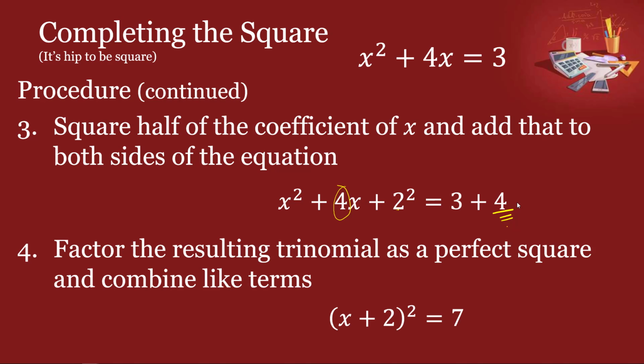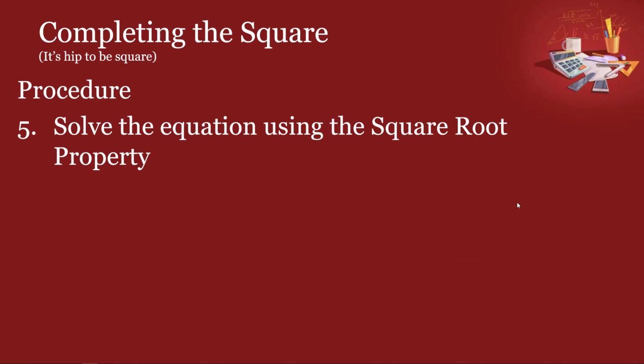Now step number 4 is to recognize that this right here is a perfect square. This is x squared plus 2 times ax, which is basically 2x, plus 2 squared. This is going to be equal to x plus 2, the entire thing squared. And that's actually what we get here. If you expanded this, you would get this. Now that we've noticed we have a perfect square, we can take the square root of both sides. And that, of course, is step 5.